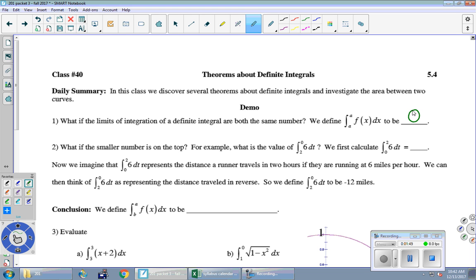So anytime you're faced with an integral where the two limits of integration are the same, your answer is 0. It doesn't matter what the function inside here is.